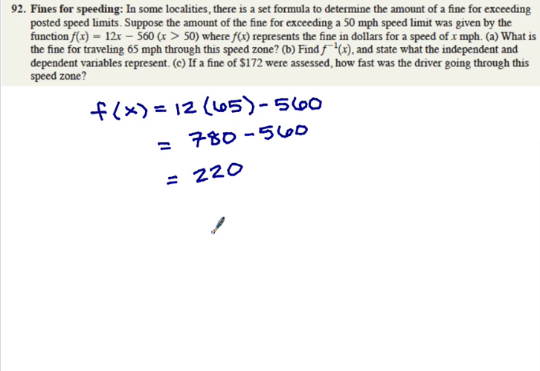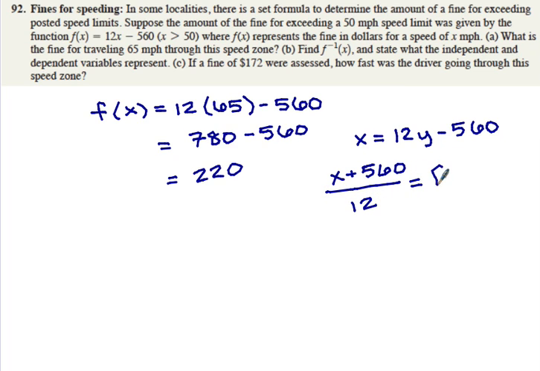Now, it asks us to find the inverse, and the inverse will help us because I want to know, if I'm given a certain fine, how fast was I going? So if we find the inverse, we flip-flop our x and our y's from the original equation. To solve for our y again, we would end up adding the 560 and then dividing everything by 12. So we would see that our inverse function is x plus 560 divided by 12.